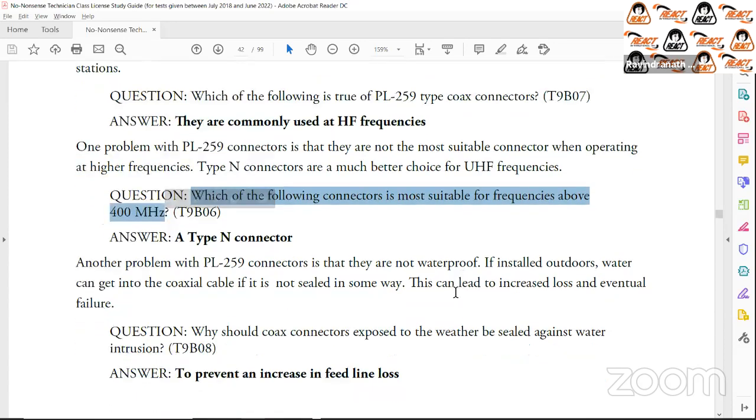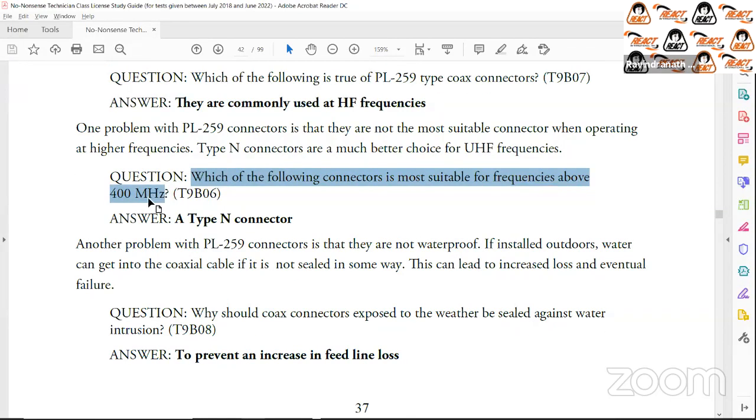Question in the question pool. Which of the following connectors is most suitable for frequencies above 400 megahertz? Now, where is 400 megahertz? Remember, we said that UHF is 300 to 3000 megahertz. So that means 400 megahertz is in the UHF band. So they're asking us a question about the UHF band.